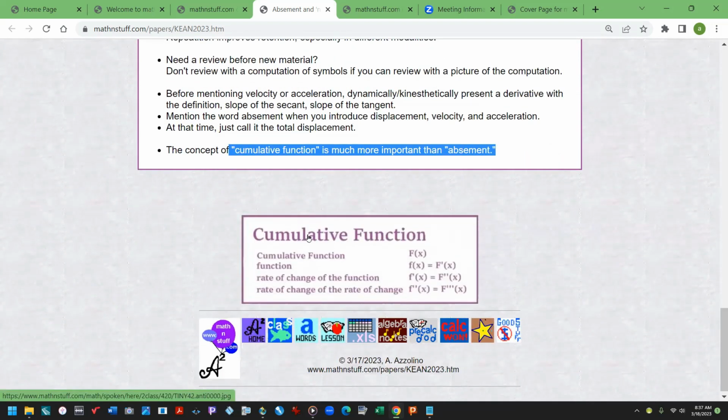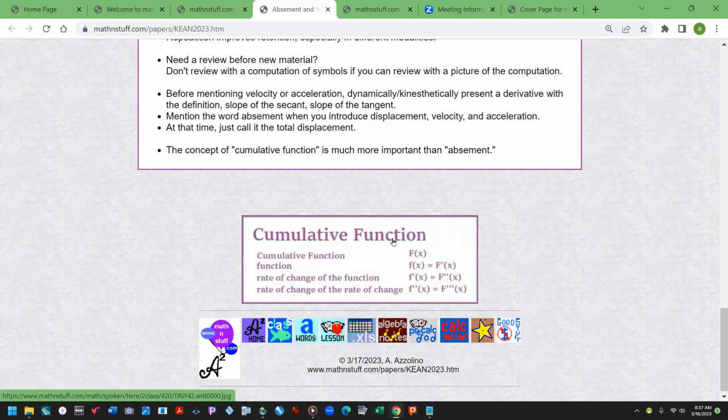Again, cumulative function. Here's the notation I suggest. And notice that all I'm doing is stating it in terms of derivatives, with this being cumulative. So the velocity is the cumulative. The velocity over time is the cumulative displacement. Cumulative is what you should reinforce.